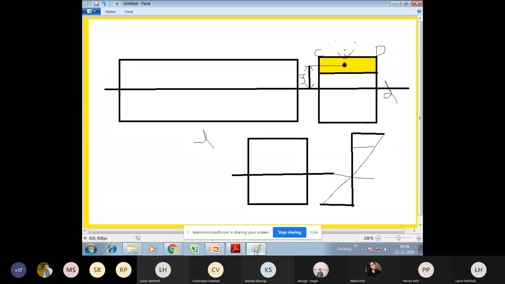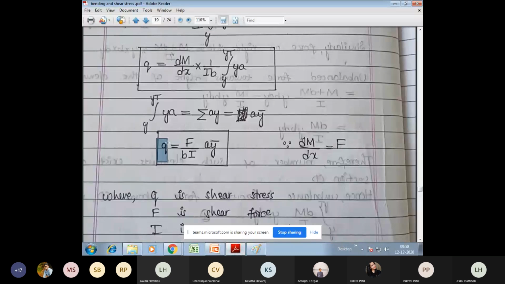So in this particular formula, if you are calculating at the top surface, there is no area. So your Q is going to be zero. Are you getting my point?